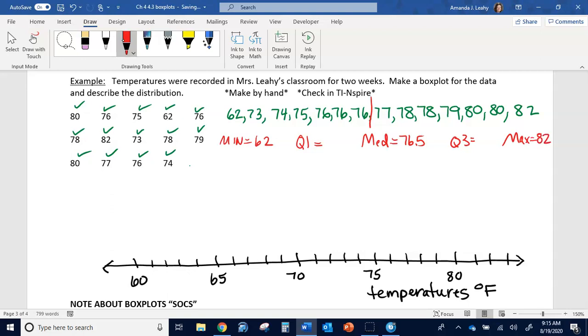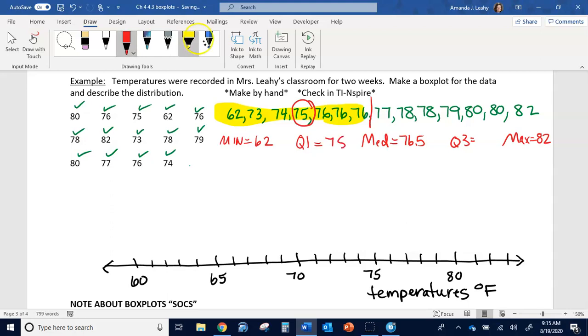All right, so I'm going to take this lower half of the data here, and I'm going to find the median of this. So half of the data just there. Okay, so 1, 2, 3, 4, 5, 6, 7. There's 7 numbers. So I am going to take the one in the middle, 1, 2, 3, and 1 in the middle. That means quartile 1 is 75.